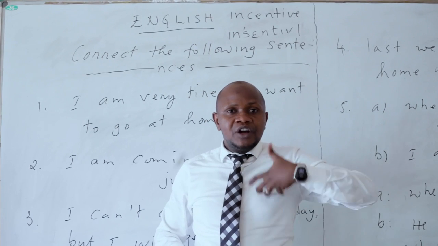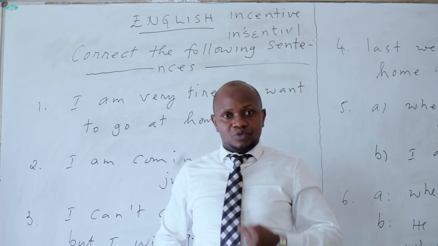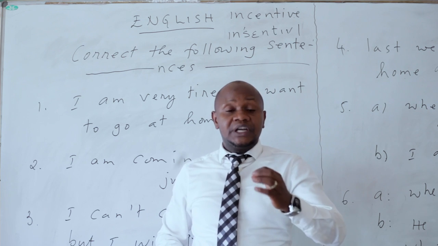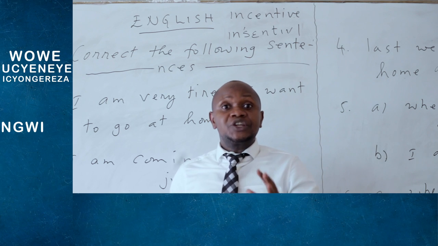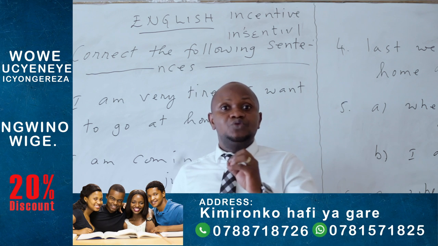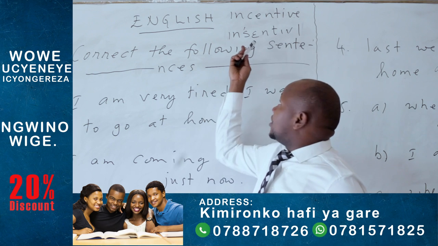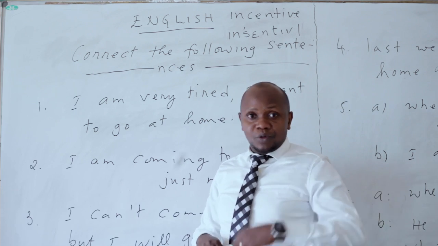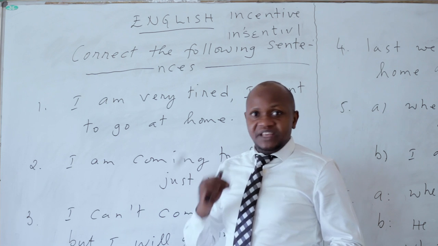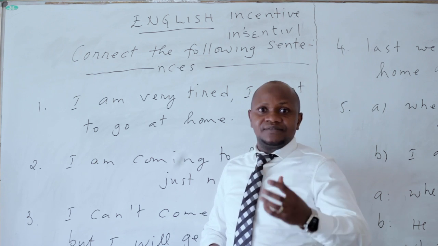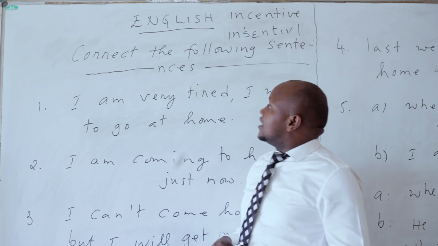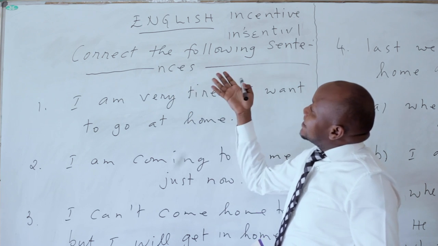Nuvuga ngo ni ikintu gituma umuntu nyine agira ubushake bwo gukora ikintu runaka. Umukozi numuhagahimbaza musyi azakora cyane. If you give your worker, your employee, incentive, he's going to work very hard. He's going to work in a very good way. Then incentive, tumenye ko ari agahimbaza musyi. Ushobora kuba uri ku kazi ukavuga uti my CEO, I need incentive, please. Nkeneye incentive. I need incentive. Nice.